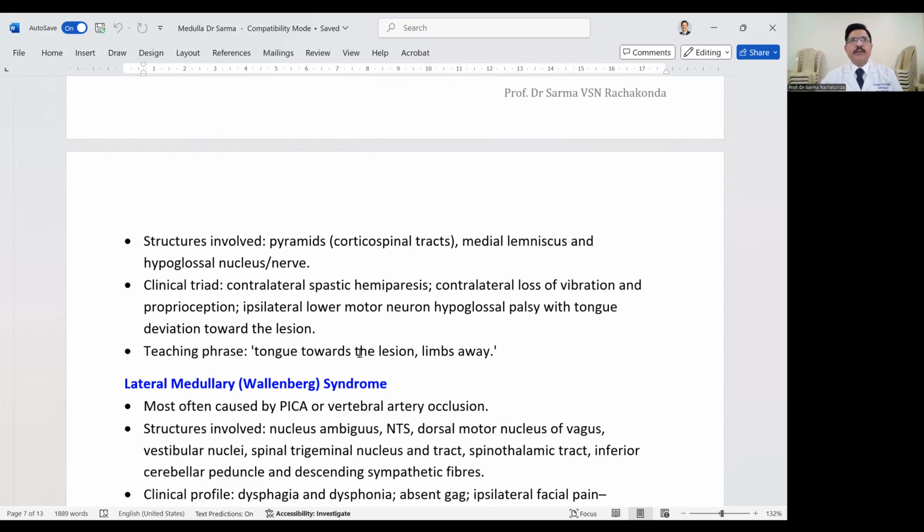Correct. And then the tongue deviates towards the side of the lesion. Why? Because of the unopposed action. And the tongue signs are lower motor neuron signs, whereas corticospinal signs are upper motor neuron signs. What are the lower motor neuron signs? Atrophy, fasciculations, or fibrillations of the tongue, and then you can have wasting of the tongue with deviation to the side of the lesion, same side.